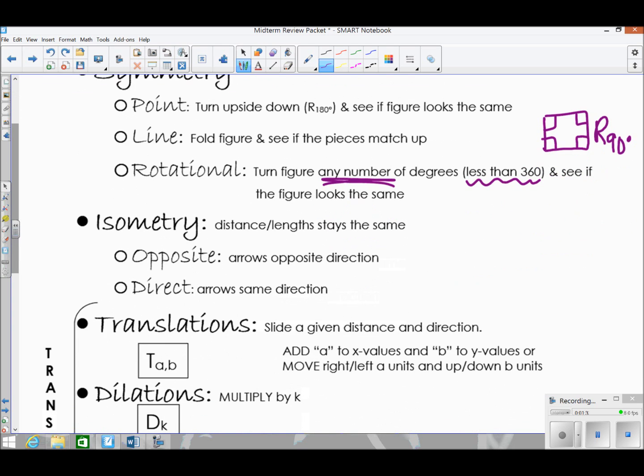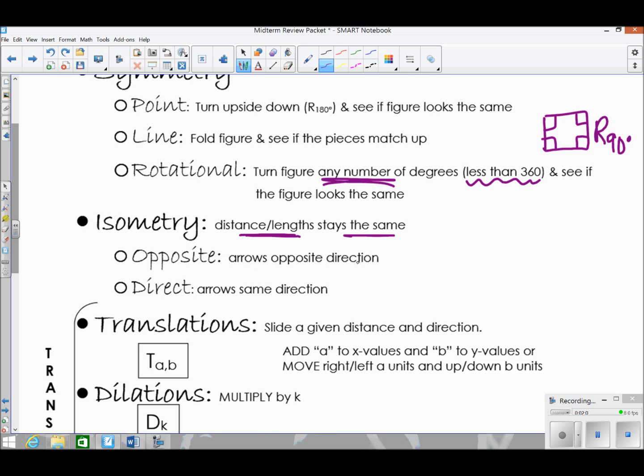Looking at the next vocab word here is isometry. Isometry is whenever you have some type of transformation where the lengths and the distances stay the same, so it preserves length and distances. So that's an important word to know and understand. And then there were two types of isometries, opposite and direct. When we talk about opposite versus direct, we're talking about the orientation of the letters. This is where we put the arrows on, and if they're in the opposite direction of each other, it's opposite. If they were in the same direction, then it would be direct.